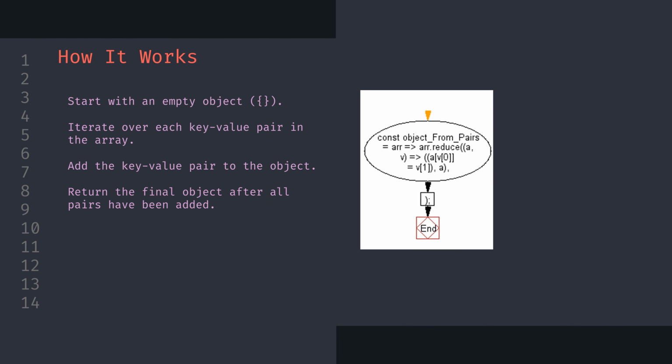Here's how it works. The process begins with an empty object. Then, for each key value pair in the array, we add the key and its corresponding value to the object. This approach ensures all pairs are included, and the final object is returned.